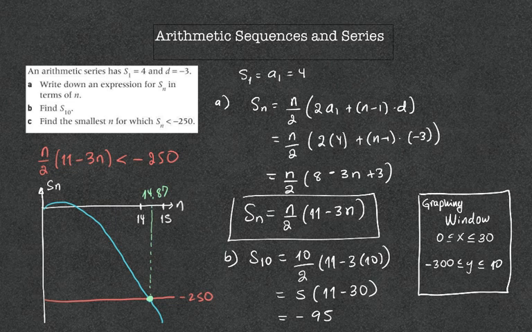Remember, we need to be under minus 250, right? That means in our graph, we need to be in this area once we have crossed already minus 250. So the first value is going to be 15. If we look at 14, we haven't crossed it yet. But with 15, we will have crossed it already. So the answer is n equals 15.